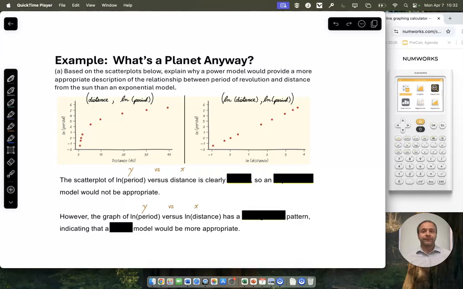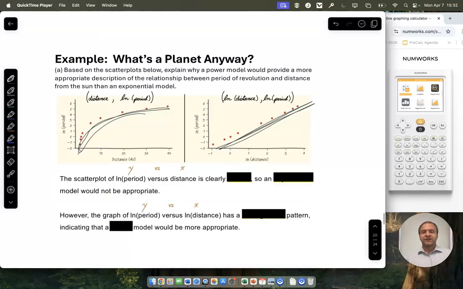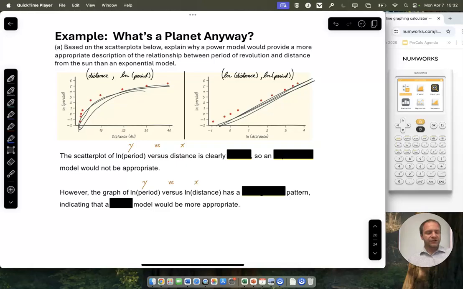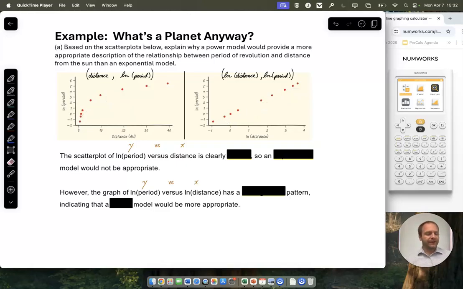Which one looks better? Well, I can still see there's a curved pattern here, but look at this one. That's roughly linear. That's not bad. So between the two, I'm going to probably choose the one on the right. I'm going to use natural log of distance comma natural log of period.